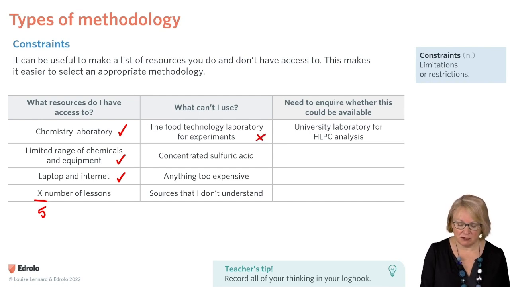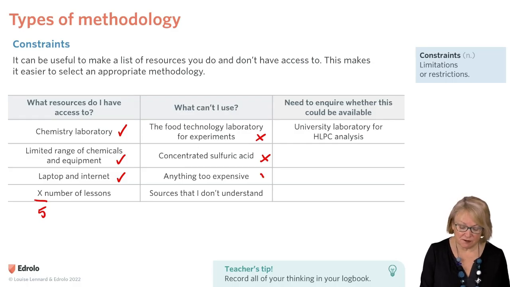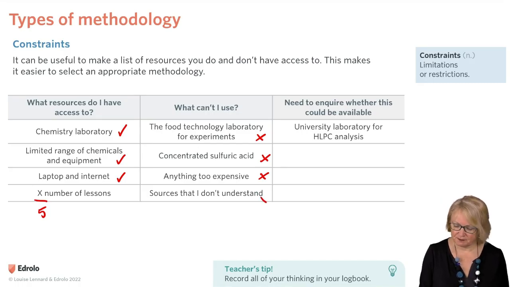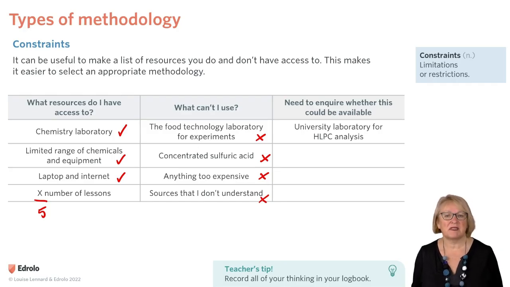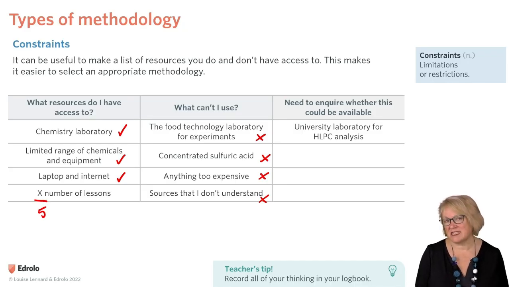You might not be able to use concentrated sulfuric acid because that would be dangerous. The school might not be able to afford anything that's too expensive. And when you're looking at literature, sometimes things are written for university level and might not be understood by a VCE student. And then there might be some extra things that you could have. So for our BPA investigation, we used an HPLC machine, and that might be having access to a university laboratory. So constraints are things that limit what you've got access to.